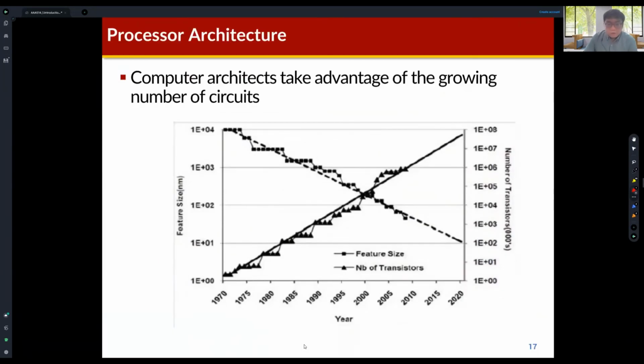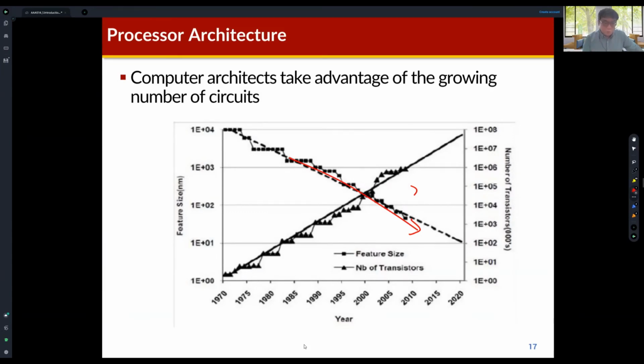Okay. This graph shows the number of transistors here, and then the feature size of a single transistor here. So this graph represents the number of transistors in a single CPU chip, and this graph shows the channel width of a single transistor. So if the channel width of the single transistor is small, that means the size of a single transistor is also small.